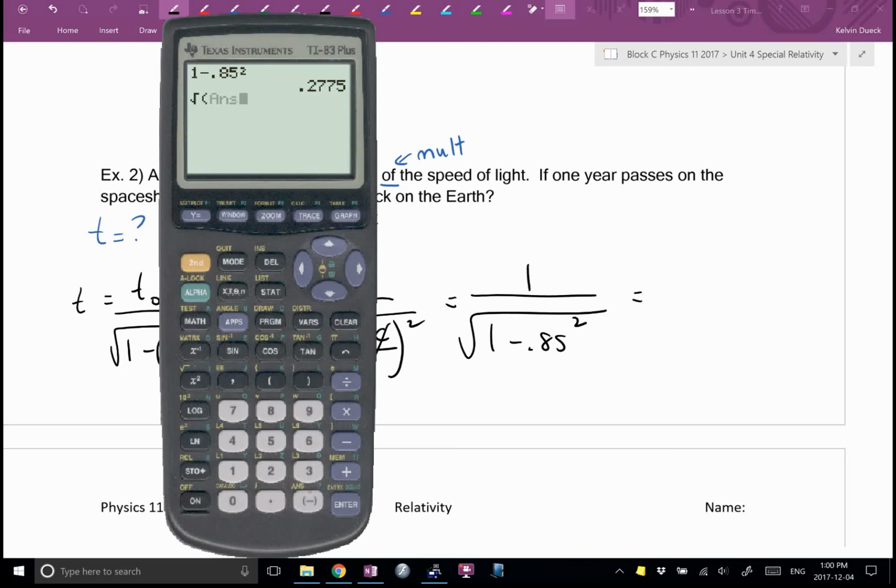Square root, answer button. Have I gone on my rant about how you need to know where your answer button is and all this? If you don't know where your answer button is, ask me later in class. Tim, you're following along, right?